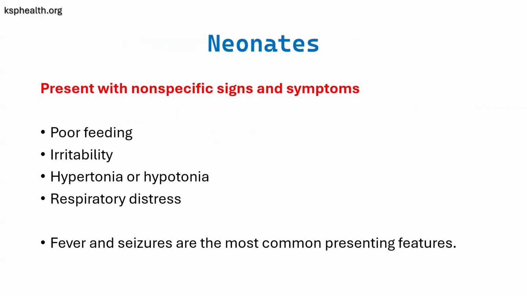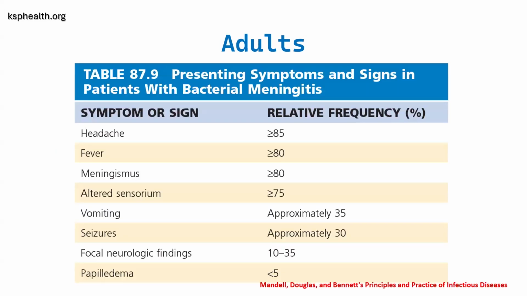In neonates, it can present with non-specific signs and symptoms like poor feeding, irritability, hypotonia, and respiratory distress. Fever and seizures are the most common presenting features. So a high index of suspicion is very important in neonates. Most of the guidelines do recommend a routine spinal tap in those patients to rule out meningitis. In adults, the common symptoms are headache, fever, meningismus, and altered sensorium, present in more than 75% of those patients. Sometimes it can present as vomiting, seizures, and focal neurologic findings.